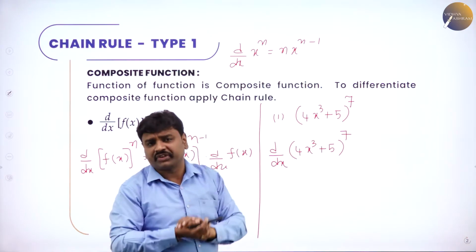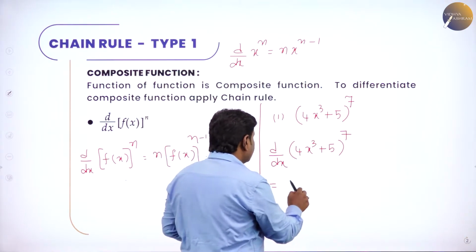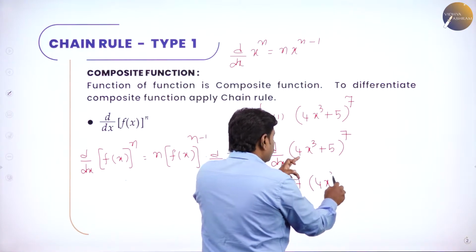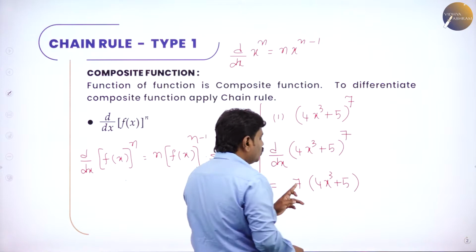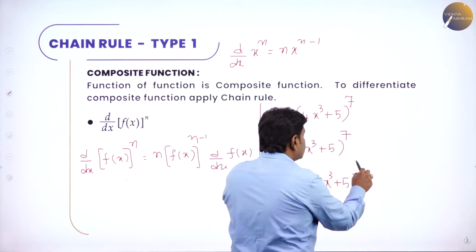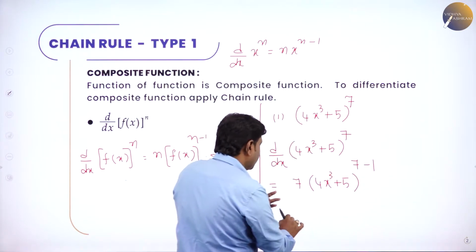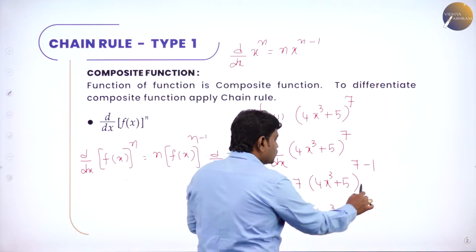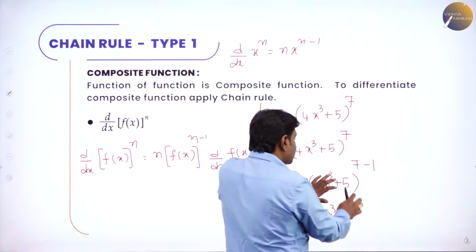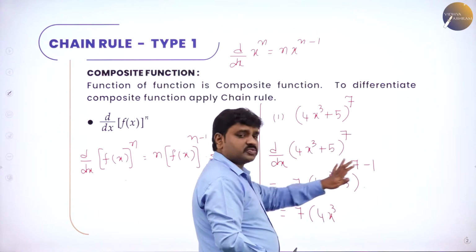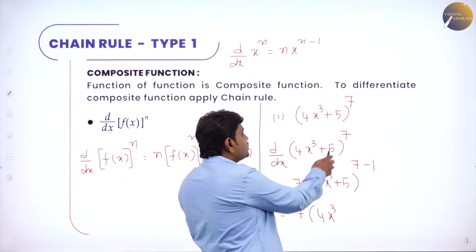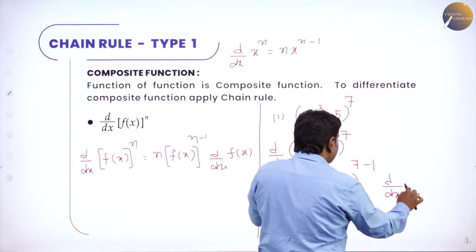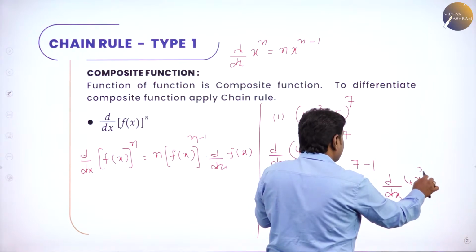What is the derivative of f of x power n? n, and n means 7. 7 into f of x, which is 4x cube plus 5, into n into f of x power n minus 1, that is 7 minus 1. So it will come 7 into 4x cube plus 5 power 7 minus 1. See, if it is x power 7, I'll write 7 into x power 7 minus 1 and I'll stop. But inside I have a function, so into d by dx of the internal function. What is the internal function? 4x cube plus 5.